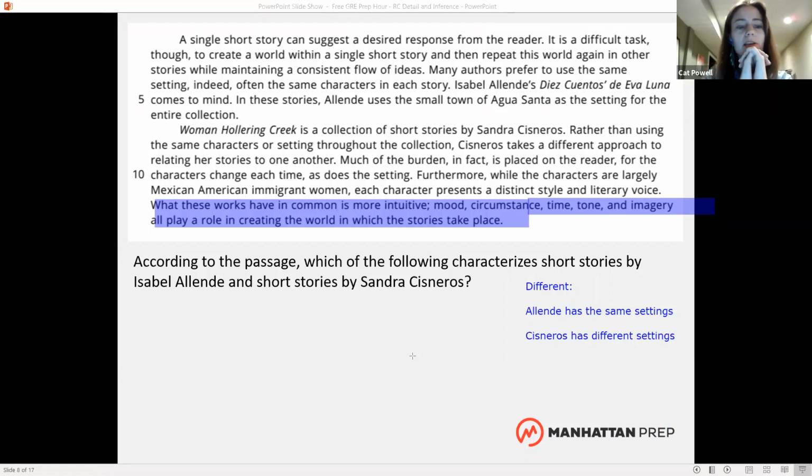Similar point in time, same feelings. I'm going to push back a little bit on both of those, because one of the things that's important with detailed questions is to be really precise. So do we know that these authors use the same time and the same imagery and the same mood? Is this sentence saying that the mood and images and time are the same in both books?